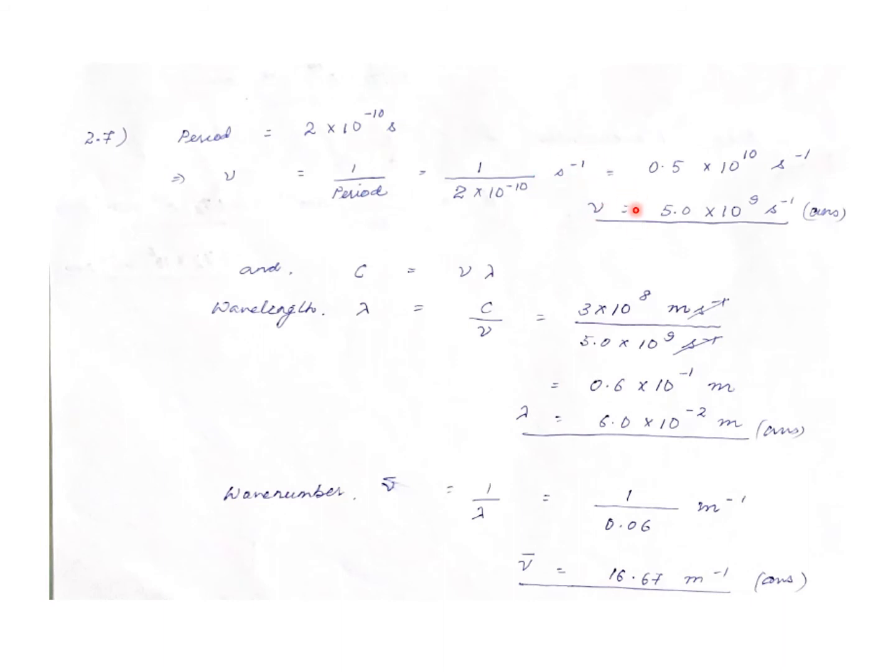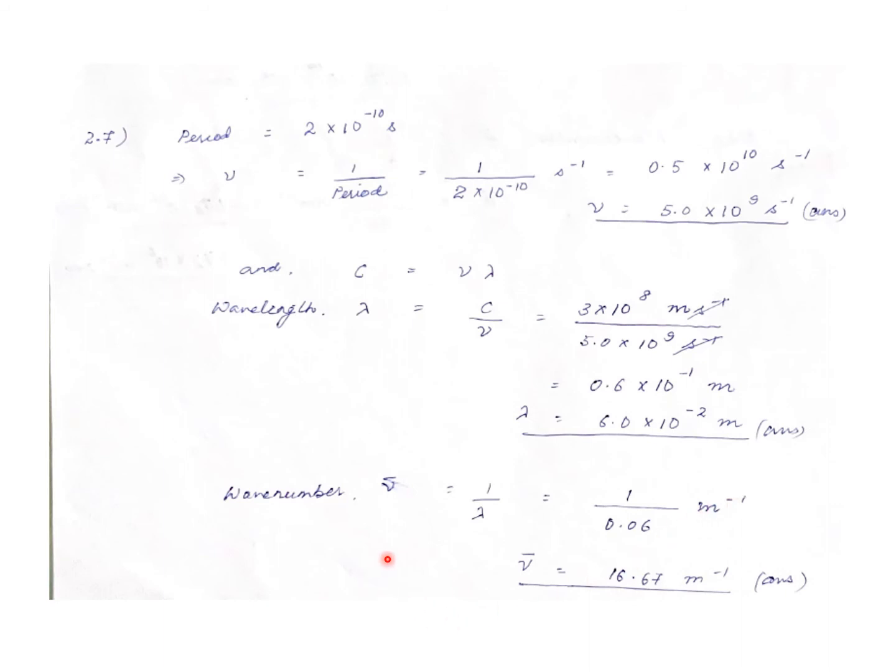1 upon second is per second, and the answer will be 5.0 into 10 to the power of 9 per second. Once you get the frequency, you can easily put this equation of c is equal to nu lambda, and you can easily find out lambda. So lambda is equal to c upon nu. c is the constant and nu you just found out. Now if you divide it, you will get the answer as 6.0 into 10 to the power of minus 2 meter.